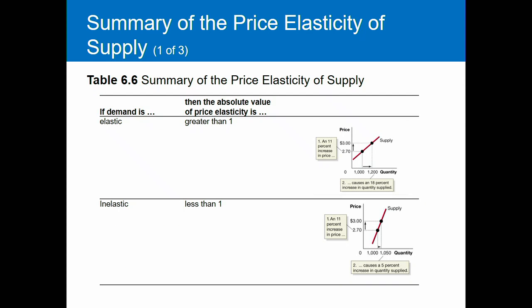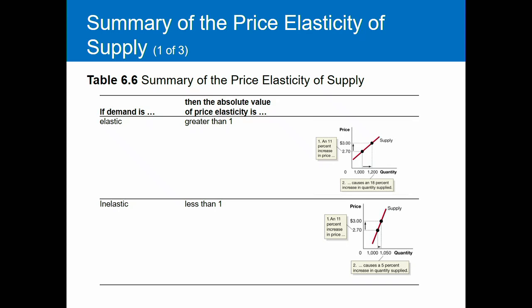Okay, here we have a brief summary of the price elasticity of supply. Here we have elastic, so if there's an 11% increase in price, we end up with an 18% increase in the quantity supplied. The quantity of the good is very responsive to change in price. With an increase in price, we see a greater increase in the quantity supplied.